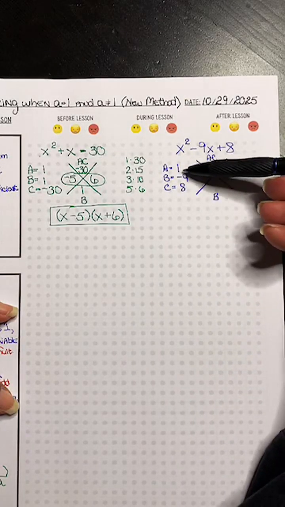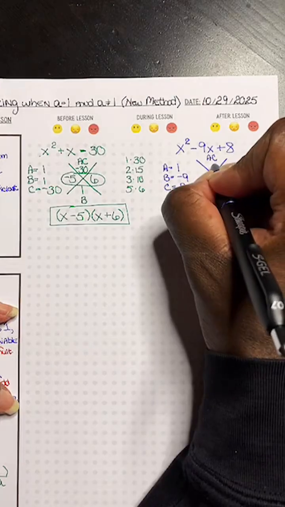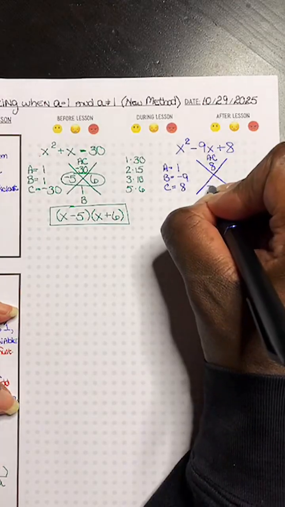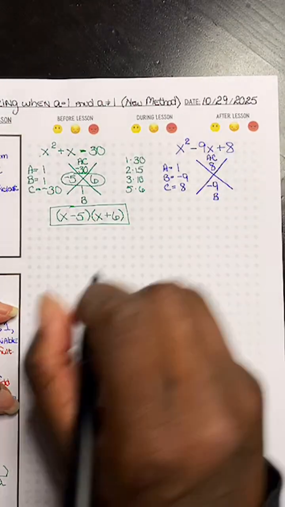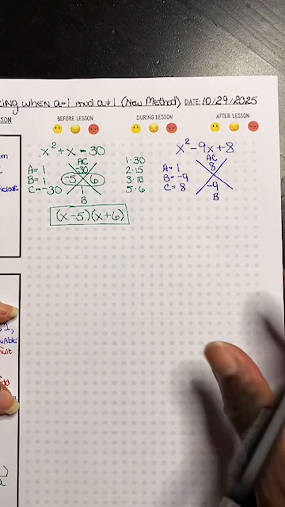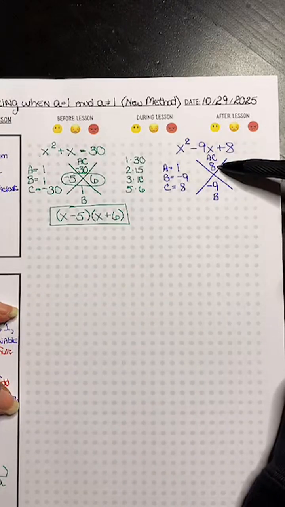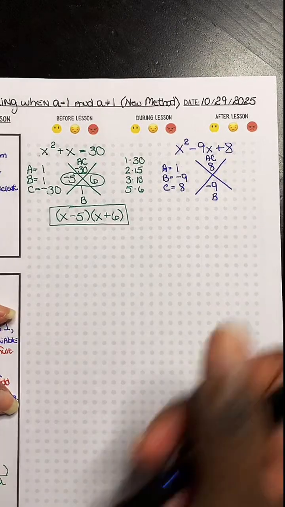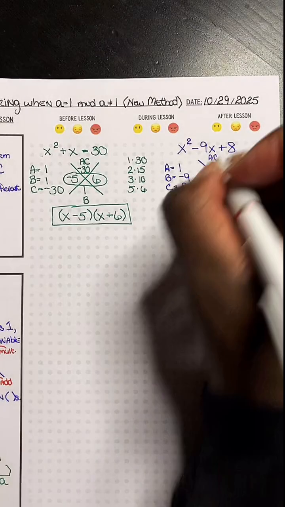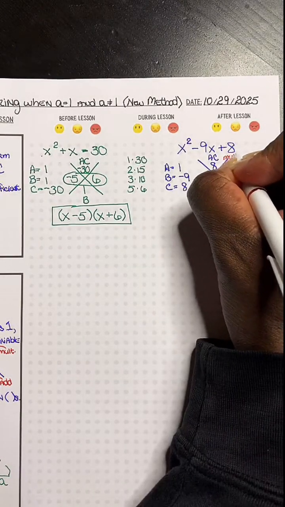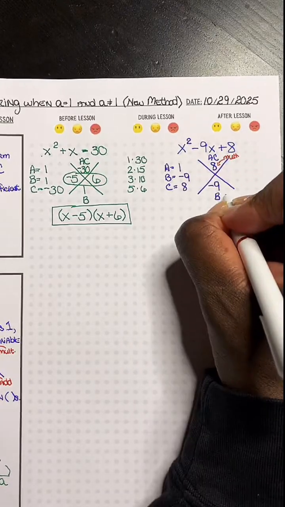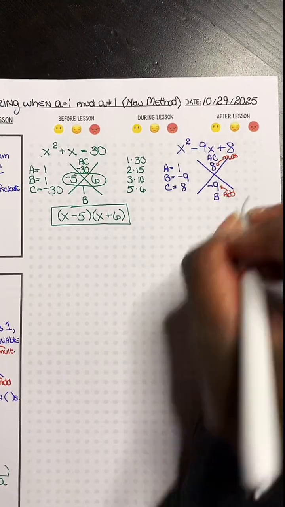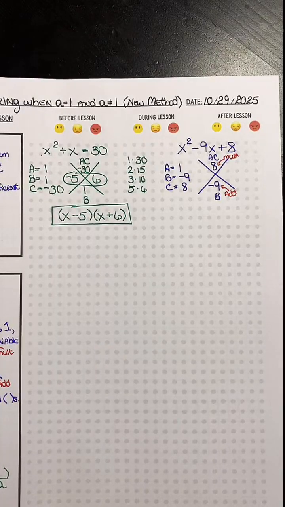So all I have to do is multiply 1 times 8. That gives me 8. And I rewrite my B, which is -9. So now I need to think: what two numbers multiplied together will give me 8 and add together to give me -9? So they multiply to give me that and add to give me this. Okay.